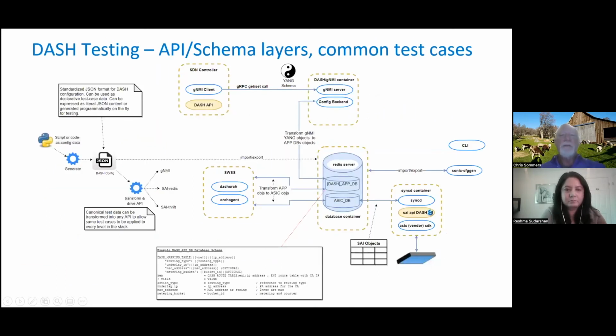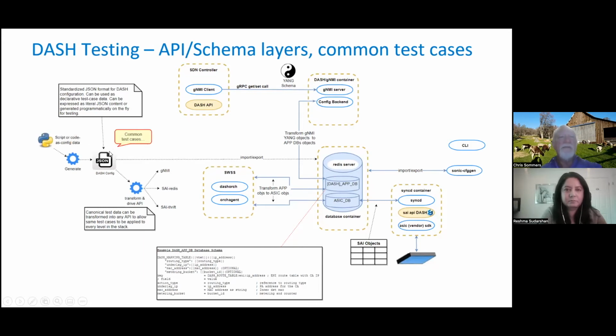This shows some of the different layers in the SONiC stack. People who are familiar with SONiC will recognize a lot of this. There are some new elements, including the Dash orchestration agent and the GNMI client, which is the SDN interface. That's new for SONiC in terms of the Dash program. I want to show how one set of test cases can exercise all the layers in this stack.